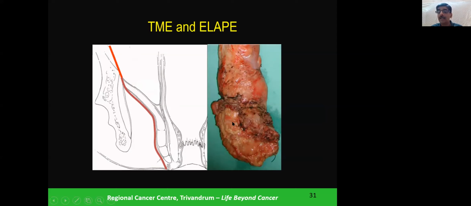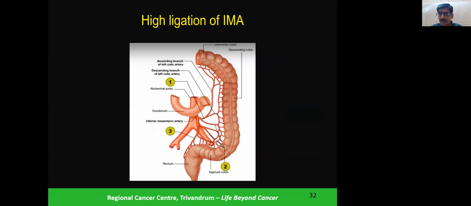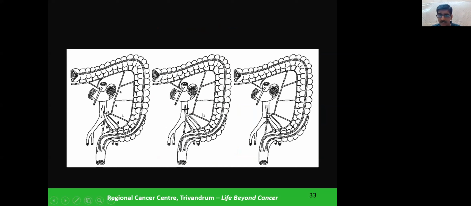Now, another surgical aspect that I would like to touch upon is the need for high ligation in rectal cancer. We all know that you need to ligate the IMA at the root in case of left-sided colonic cancer and sigmoid cancers, because they are the primary drainage area. But in case of rectal cancer, should we really go for a high ligation of IMA? That's a debatable question. You can ligate the IMA high as shown in this picture, or just after the takeoff of the first colonic branch, somewhere around here.